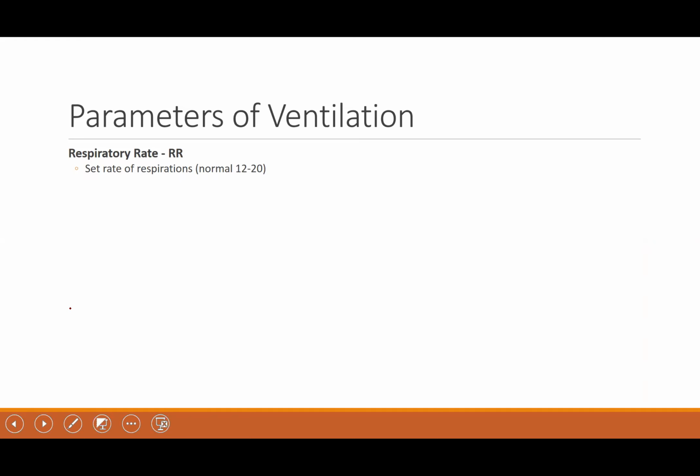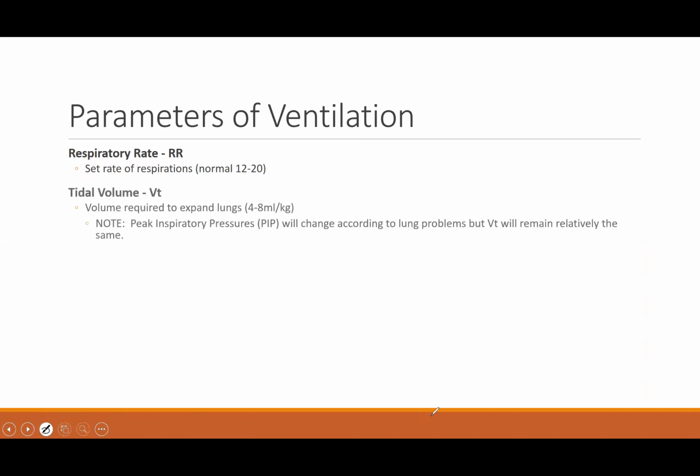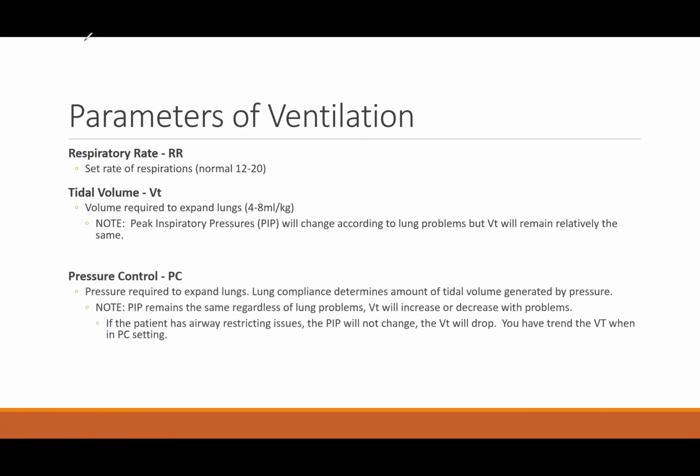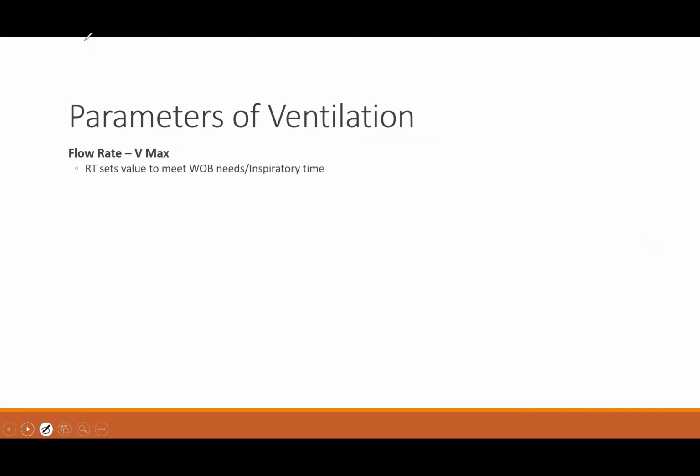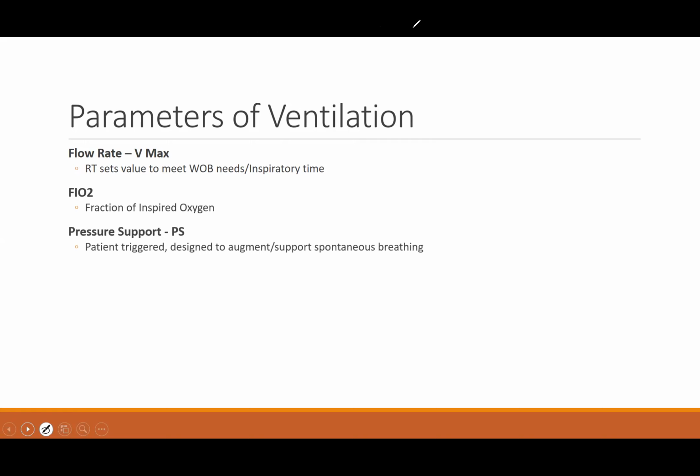Most of these parameters of ventilation are things that we have talked about already. So we've got our respiratory rate, of course, we would see that. And tidal volume, we've talked a little bit about that. Pressure control settings, we've talked a little bit about that. Flow rate, this is really dependent on respiratory therapy. We don't spend a lot of time in nursing communicating about flow rates. Of course, FiO2, that is something that we talk a lot about in nursing. And then pressure support and PEEP.